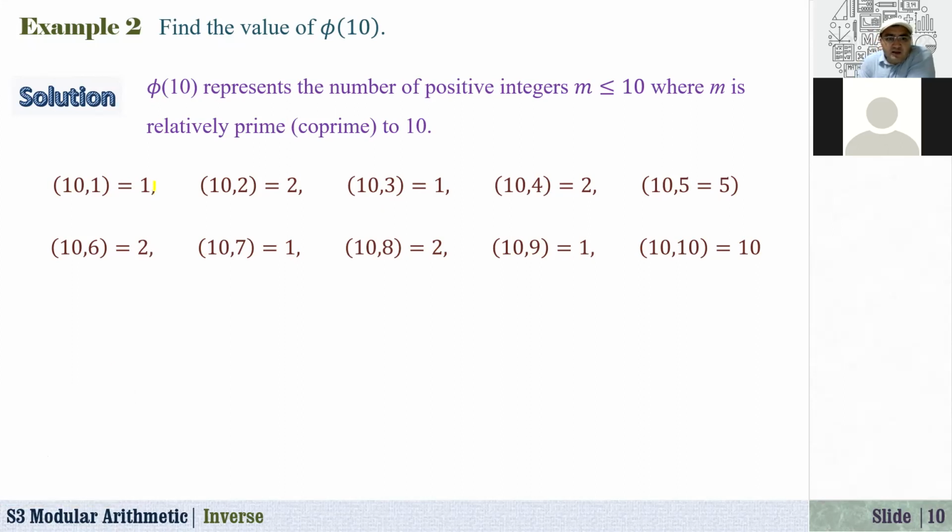So now if you just highlight where the highest common factor is 1, here we have 1, 2, and here we have 3, and here we have 4. So now we can just write here the value of this function. So that is phi of 10 is equal to 4.